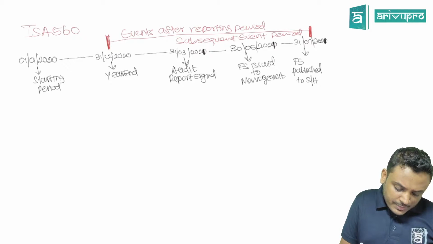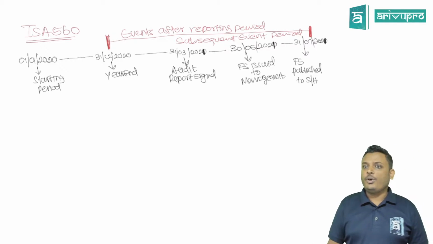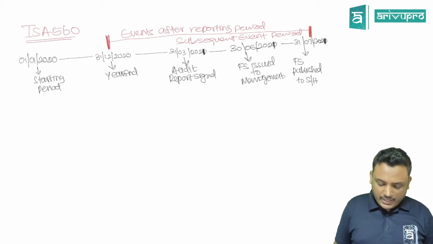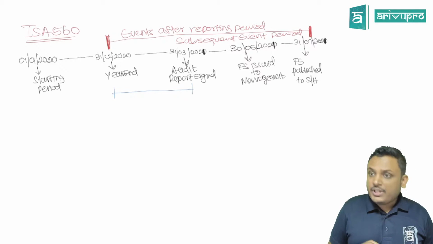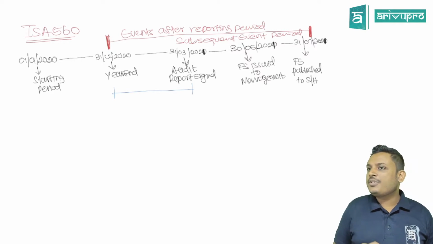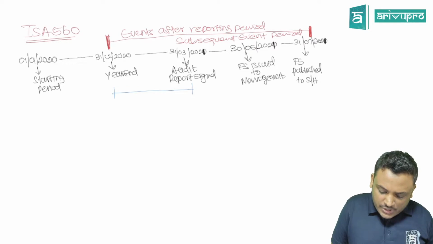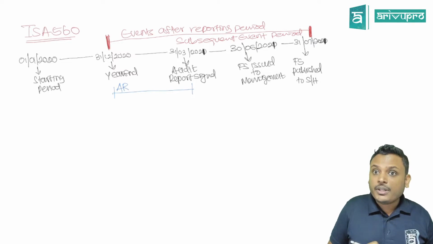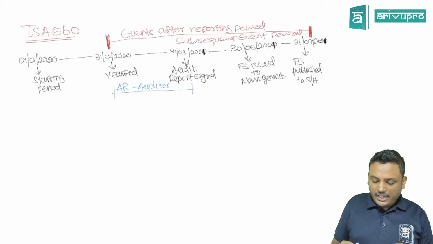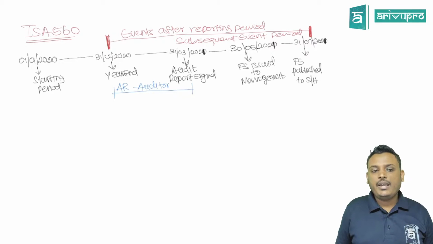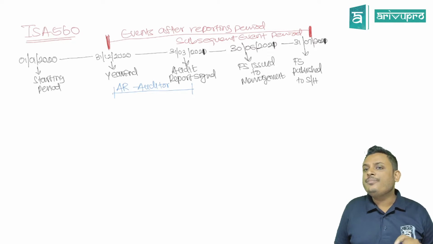This standard speaks about auditor's perspective, auditor's responsibility. See, again I am telling, year end to audit report signed. Audit report is with auditor. AR means audit report. Audit report with whom? Auditor. Always it is with auditor. Between year end to audit report signed, audit report is with whom? With auditor.